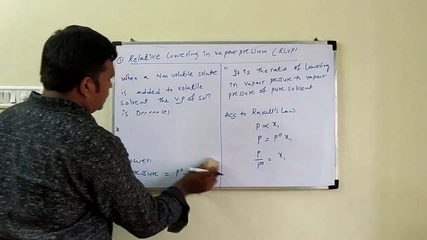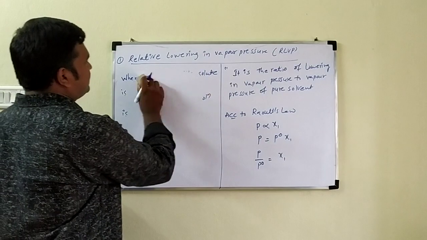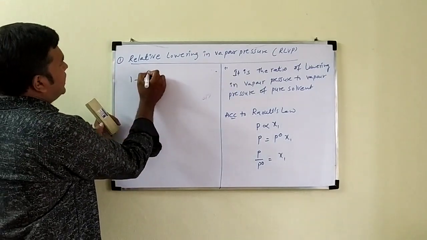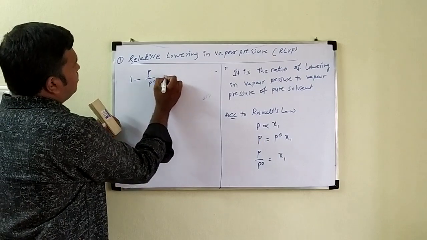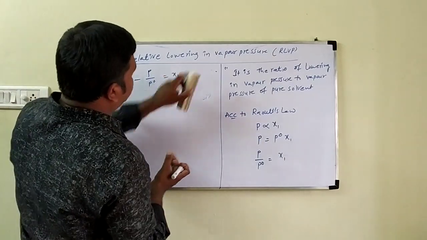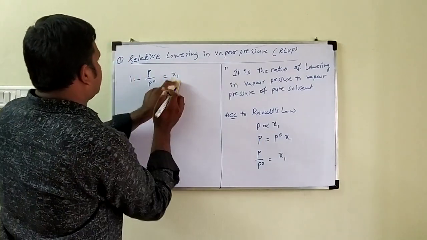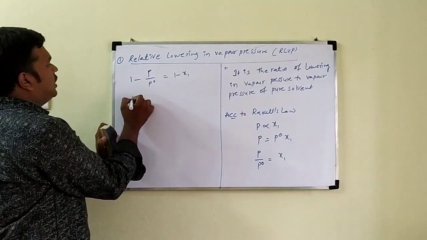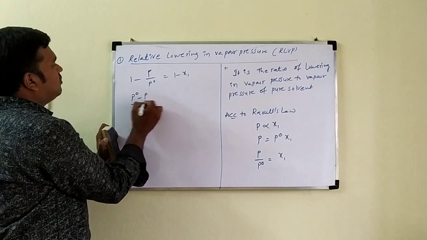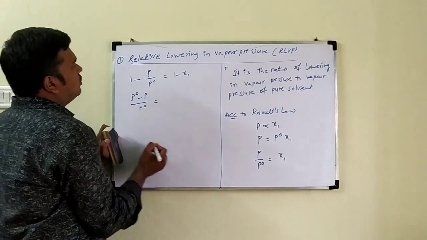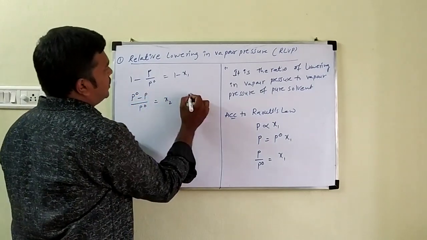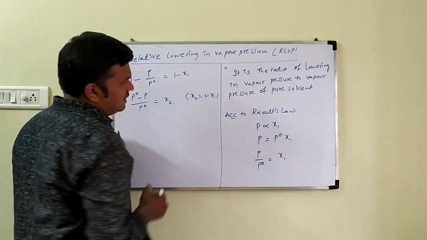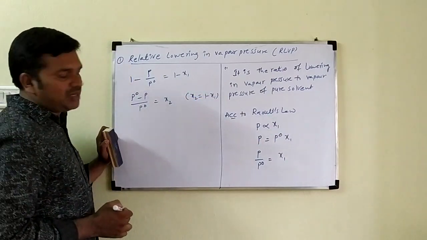Now from this I will write the expression like this. Here 1 minus P by P naught is equal to x1, which is equal to 1 minus x1. Okay, if you do the LCM, what you will get? P naught minus P by P naught is equal to x1, because x2 is equal to 1 minus x1.